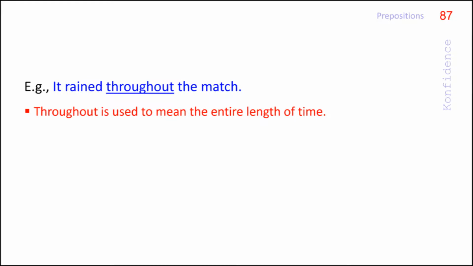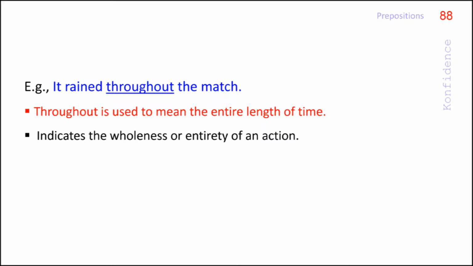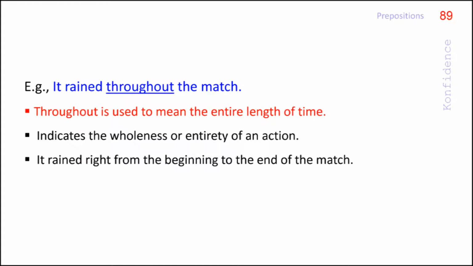Throughout is used to mean the entire length of time. It indicates the wholeness or entirety of an action. The given example says that it rained right from the beginning to the end of the match. So throughout is used to express that meaning.